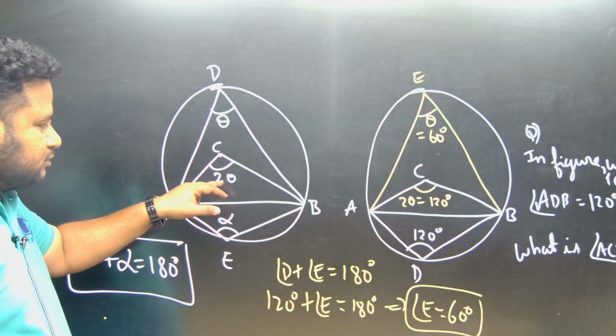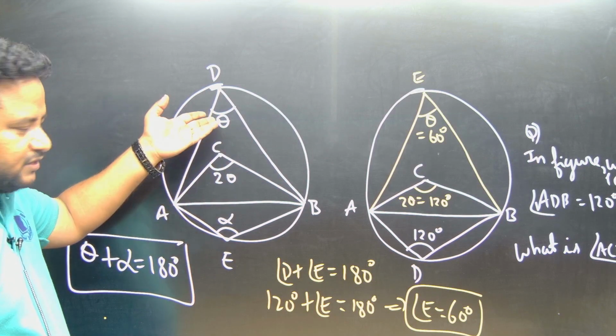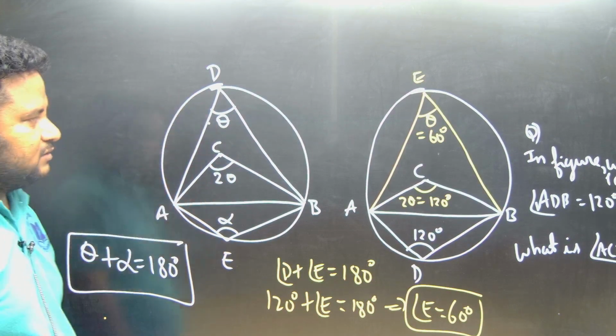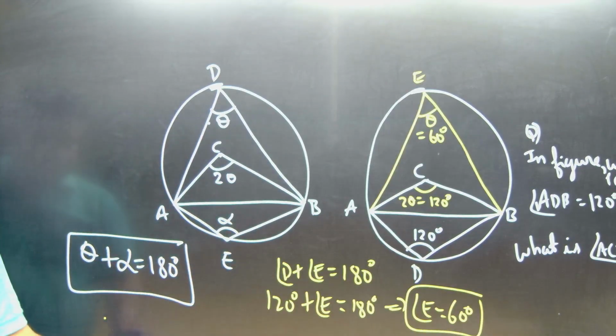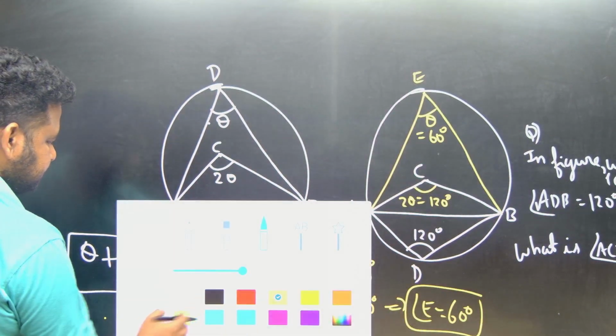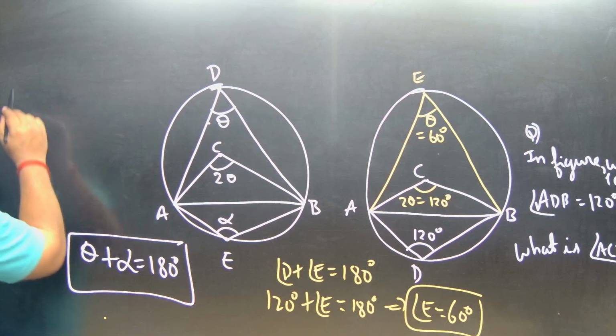If you know theta, 2 theta you can find out. And if you know 2 theta, theta you can find out. If you know theta, you can find out alpha. Suppose they can give the reverse also. See here, they can give the reverse also.